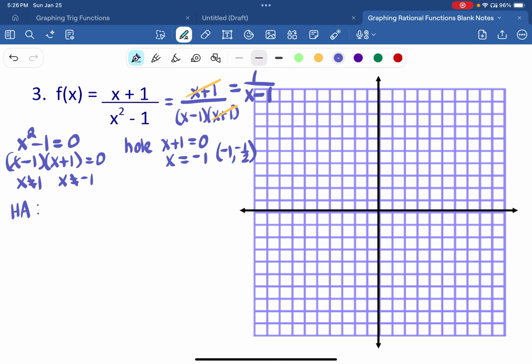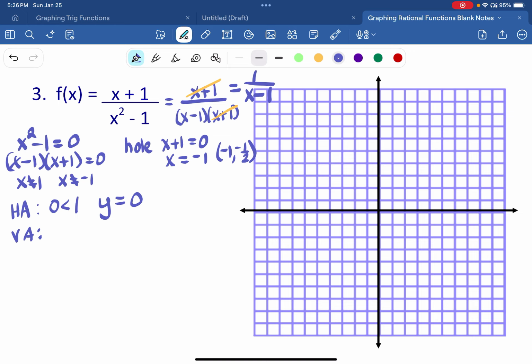When I look, I notice that in the numerator, there's no x, so that means the degree of the numerator is 0. In the denominator, x is to the first power, so that degree is 1. 0 is less than 1, so we have a horizontal asymptote at y equals 0. Okay, so now let's find vertical asymptotes.